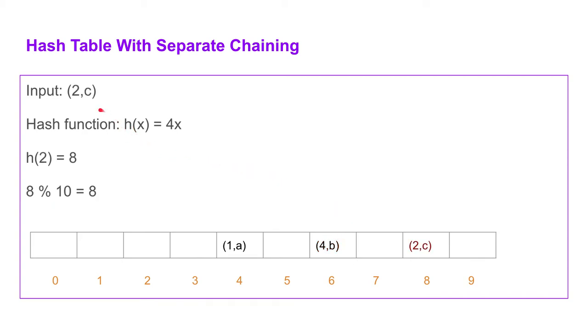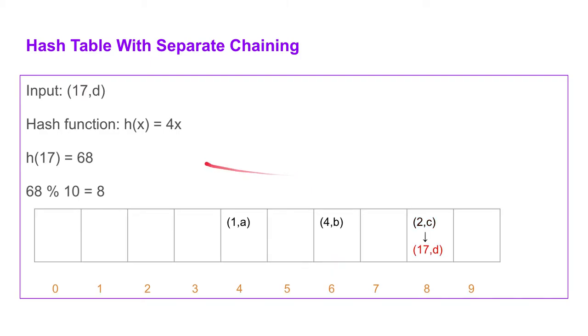All right, chugging right along, 2C, our third key value pair. Same process. If I hash 2, I get a raw output of 8. If I then mod 8 by the number of buckets, 10, I still get 8. So 2C goes at a final index of 8 over here.